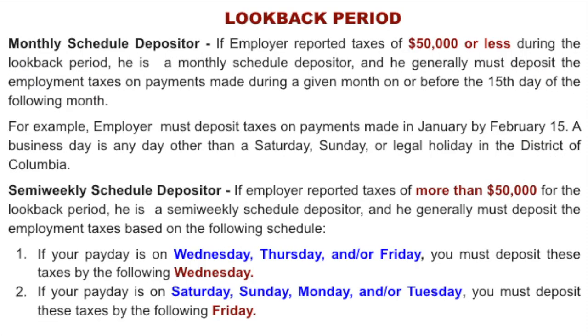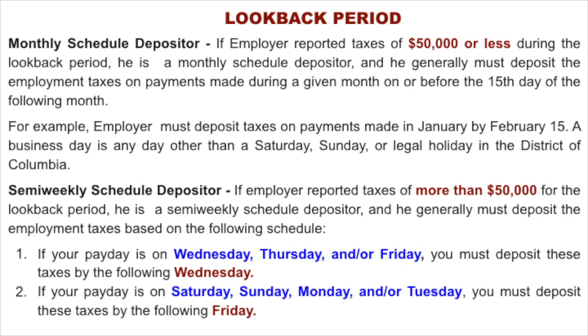Monthly scheduled depositor. If the employer reported taxes of $50,000 or less during the look-back period, he is considered monthly scheduled depositor, and he generally must deposit the employment taxes and payments made during the given month on or before the 15th day of the following month. For example, employer must deposit taxes on the payments made in January by February 15th. A business day is any day other than Saturday, Sunday, or legal holiday.